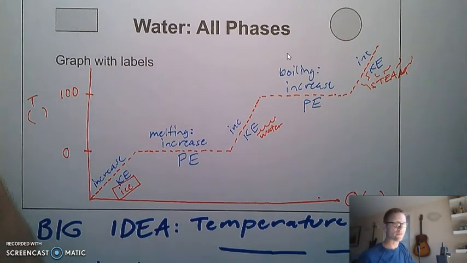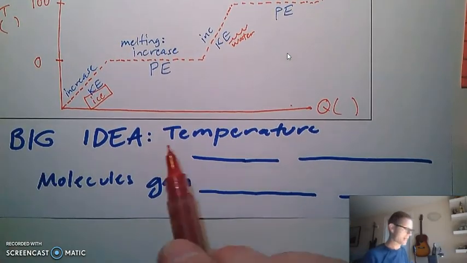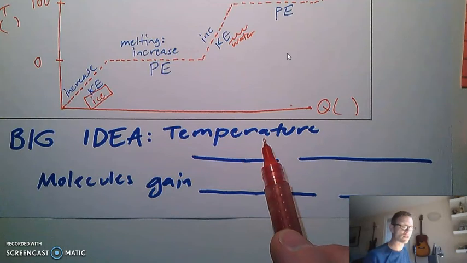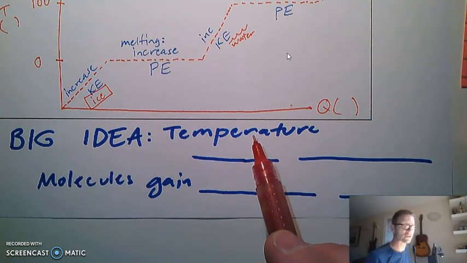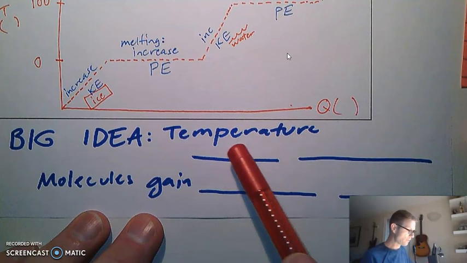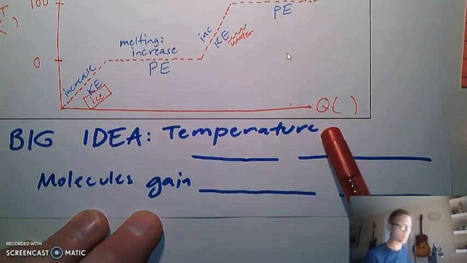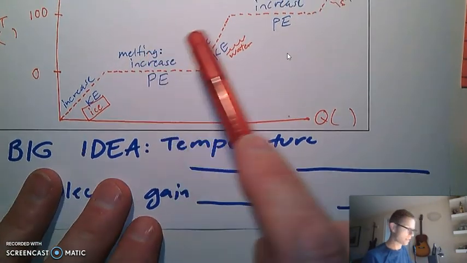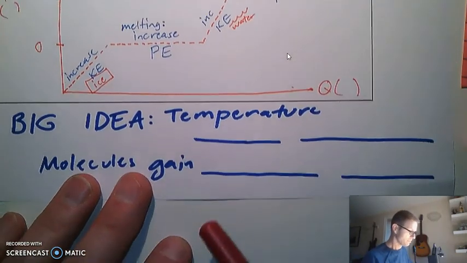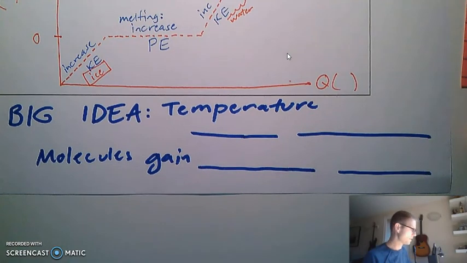So the big idea for this entire concept is that, and I want you to write all this, the temperature during a phase change, this is during a phase change, not like normal situations like when I heated up the metal ball. During a phase change, the temperature stays constant. That's here, and that's here. Notice, by the way, there are 5 segments. The molecules gain potential energy.